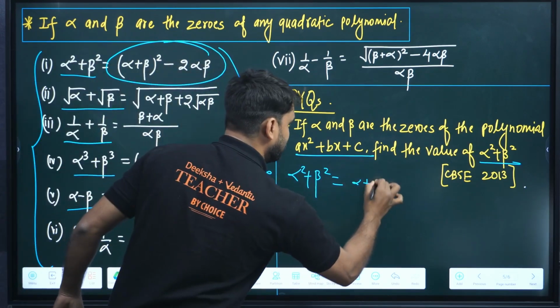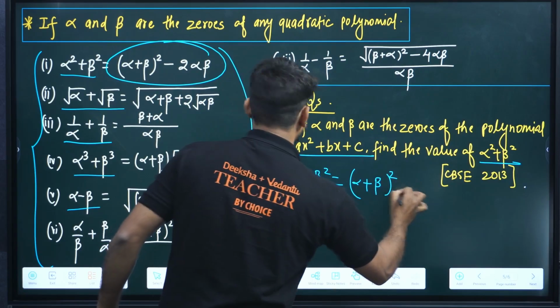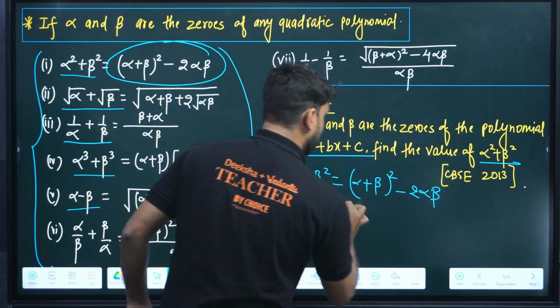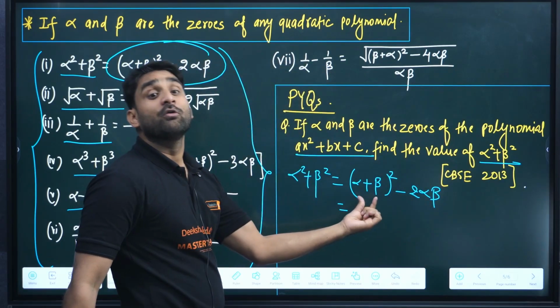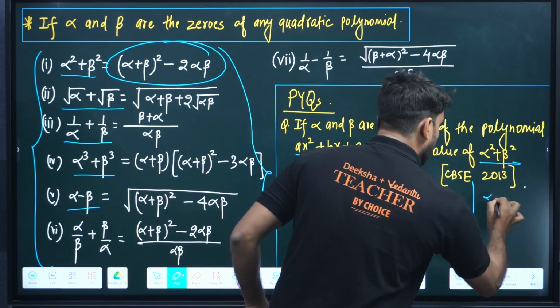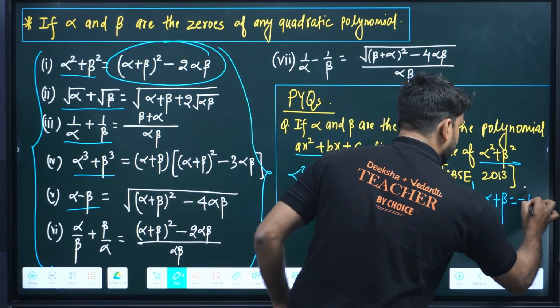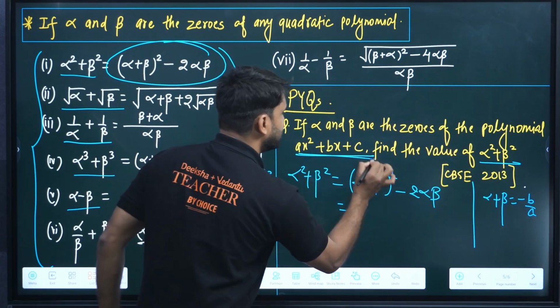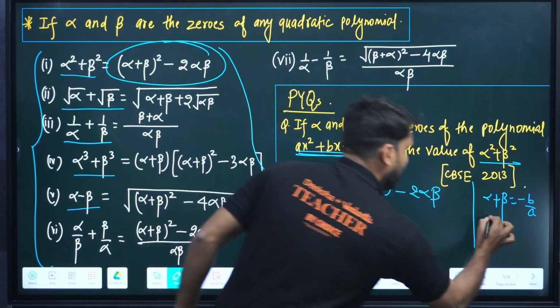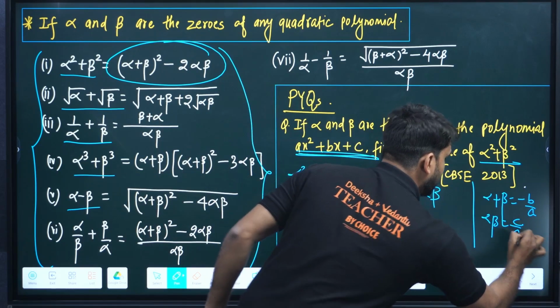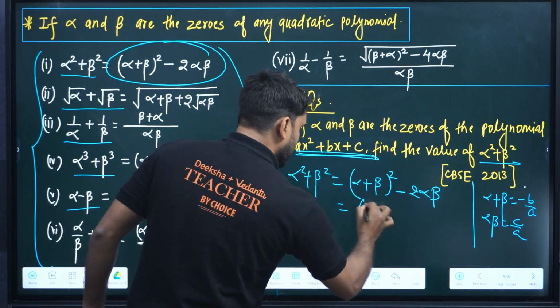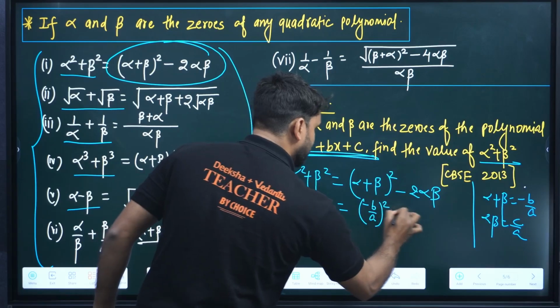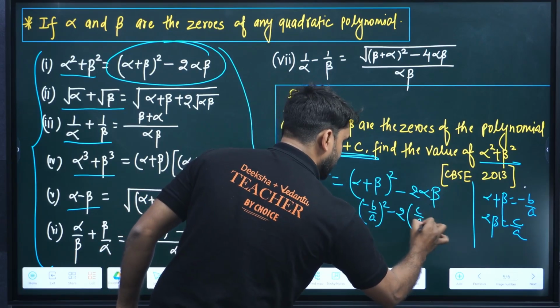Alpha plus beta square minus 2 alpha beta. And look, my dear, alpha plus beta is what? Sum of roots. So you all know alpha plus beta, the sum of roots, will be minus b by a, because this is the quadratic equation, right? And alpha into beta will be what? C by a, right? Now you can put here minus b by a whole square minus 2 into c by a, right?